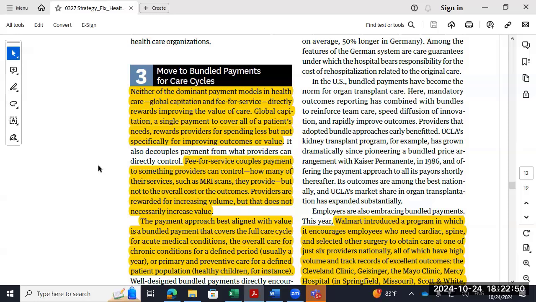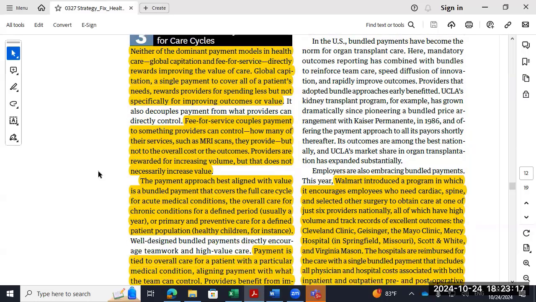Neither of the dominant payment models in healthcare directly rewards improving the value of care. Global capitation, a single payment, so that's kind of an HMO approach, to cover all of a patient's needs, rewards providers for spending less, but not specifically for improving outcomes. So in the HMO approach, where you say, hey, we'll pay you this fixed amount, their goal is to do as little as possible. The exact opposite is fee for service. It couples payments to something the providers can control, how many procedures they provide, but not the overall cost or the outcomes. Providers are rewarded for increasing volume, but that does not necessarily increase value.